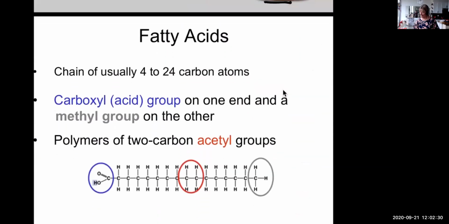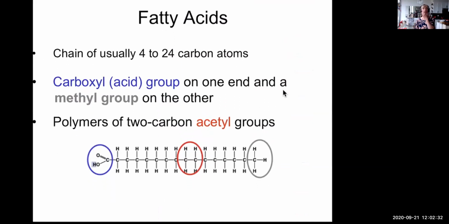So let's look at fatty acids. They're a chain of 4 to 24 carbon atoms. There's a carboxyl group at one end, that's this end here, and a methyl group on the other end. A methyl group is simply a carbon with three hydrogen atoms attached to it. They're polymers of two carbon acetyl groups. So this group right here is a two carbon acetyl group, and they're all strung together. Fatty acids.